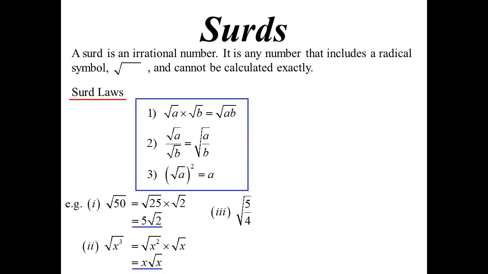Root 5 on 4, well, we can work out the square root of 4, we just can't work out the square root of 5, so root 5 on 2. Root 20 on 9, we can work out square root of 9, and we can simplify the square root of 20, so we get 2 root 5 on 3.